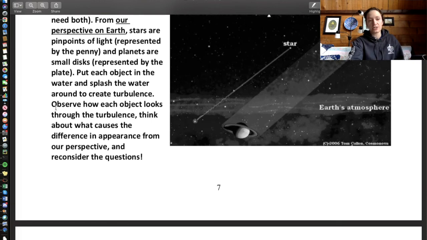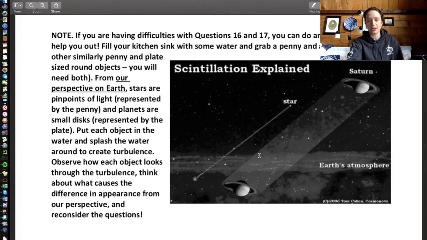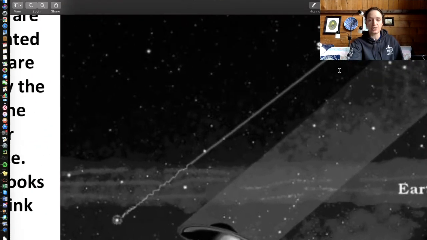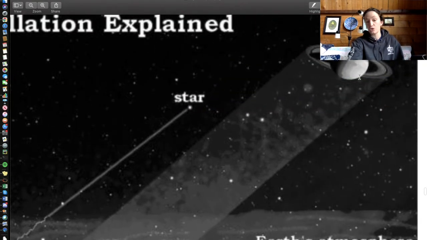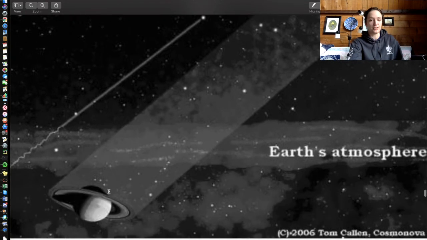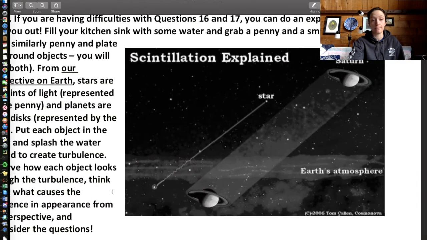Yeah, so then this note just says, observe how each object looks through the turbulence, think about what causes the difference in appearance from our perspective, and then reconsider the questions. And we have a nice little diagram here that you can zoom in on, and you can see that with the star, you have a really narrow beam of light coming through, and then Earth's atmosphere really messes it up, and we get a really distorted image. Versus Saturn, which is much larger and much closer, has a much larger beam of light coming through the atmosphere, and so it's not disturbed as much, if at all, and it's disturbed in a different way.